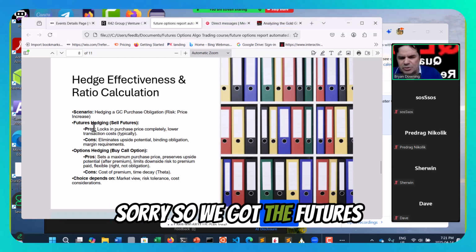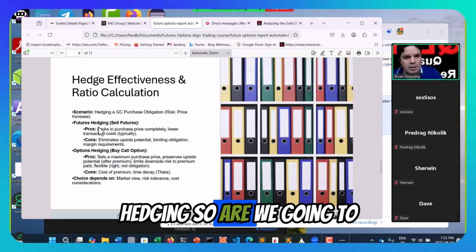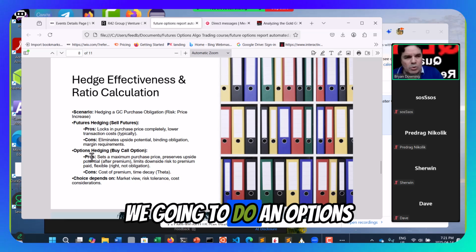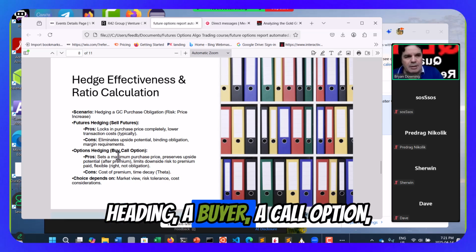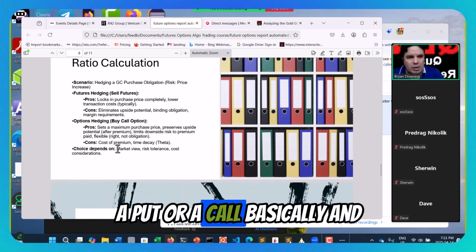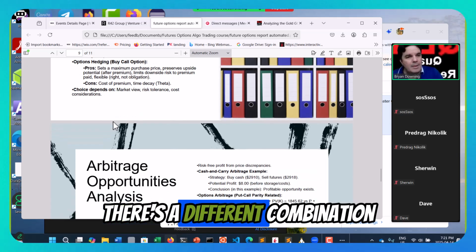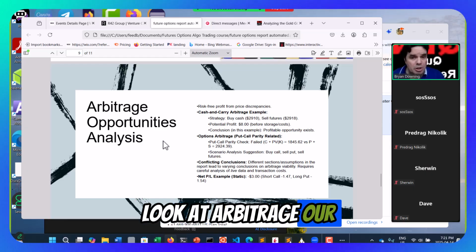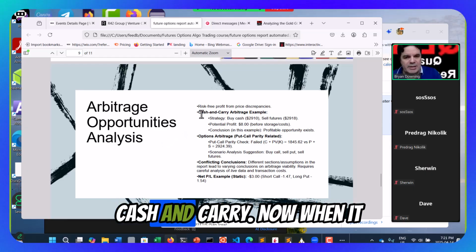Anyway, sorry. So we've got the futures hedging. So are we going to sell a future, buy a future? Are we going to do an options hedging, a put or a call, basically? And there are different combinations to look at. We can also look at arbitrage opportunities as well. Do we do a cash and carry?